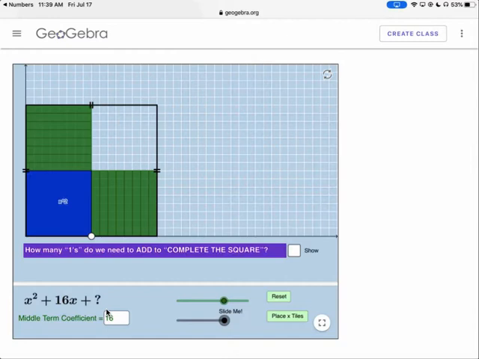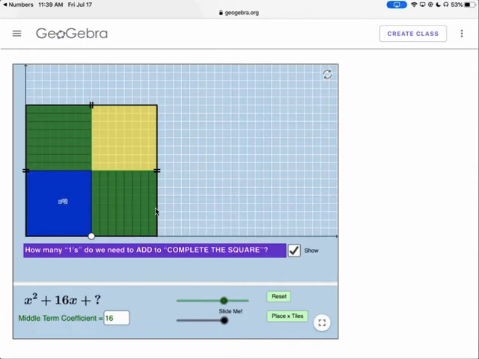So the question is, how many ones do we need to add to make this into a square? So basically, how many ones do I need to add here? And again, ones are represented by these little squares here. These are each 1 by 1, okay? So there should be a total here of 64 ones to be added.